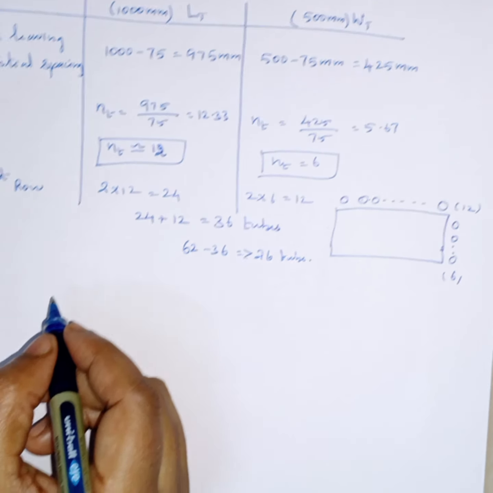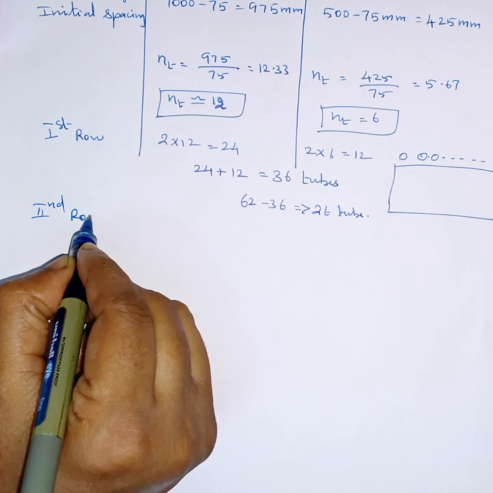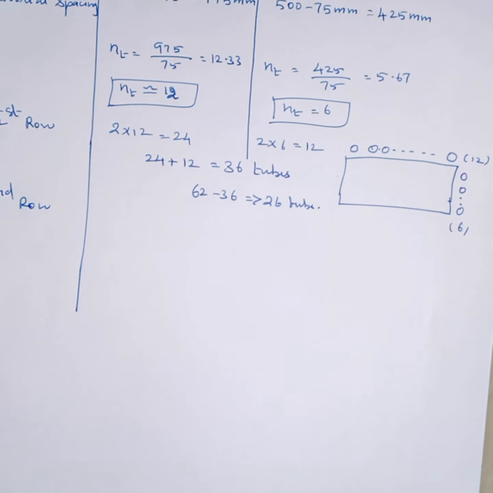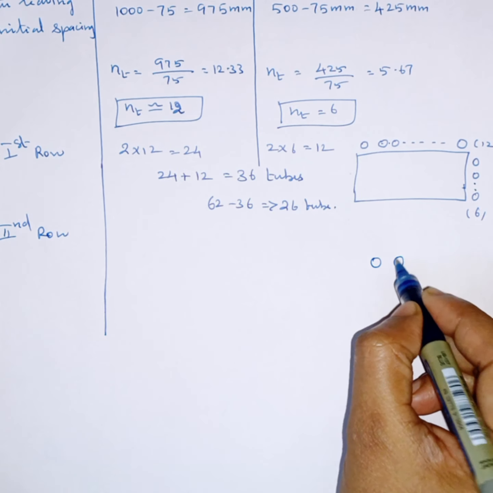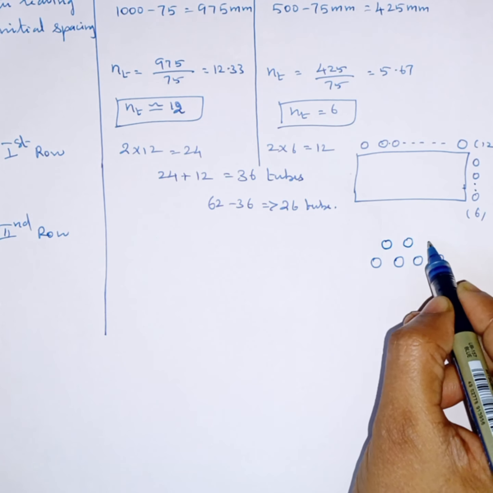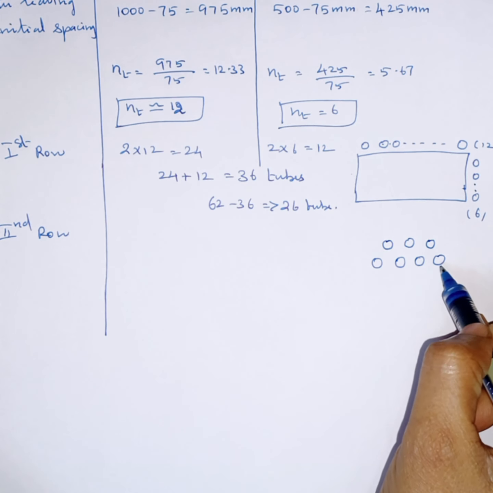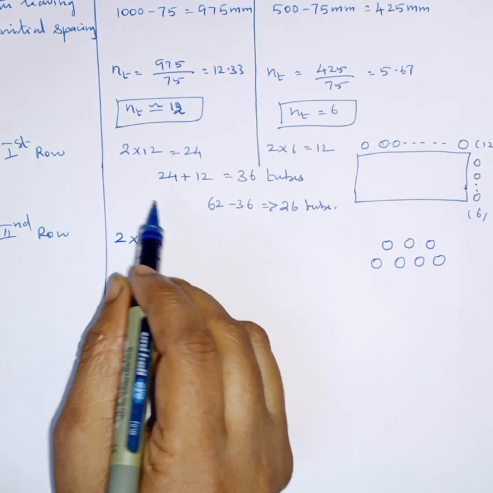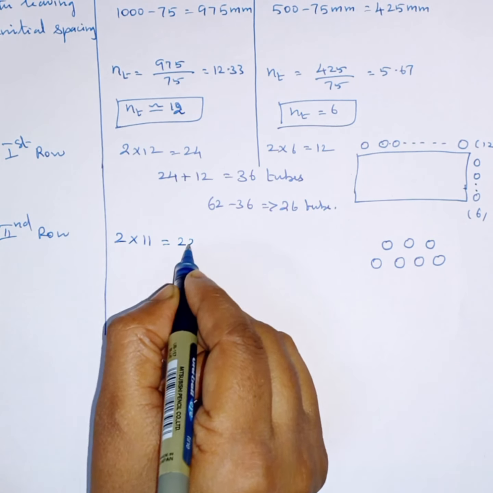So we go for the second row. In the second row, usually tubes are provided in this manner. If we keep the tubes in the first row like this, in the second row I can keep the tubes like this, correct? So the count will be lesser than the first row: 2 into 11. Previously I provided 12, now it will be 11. So 2 elevens are 22.